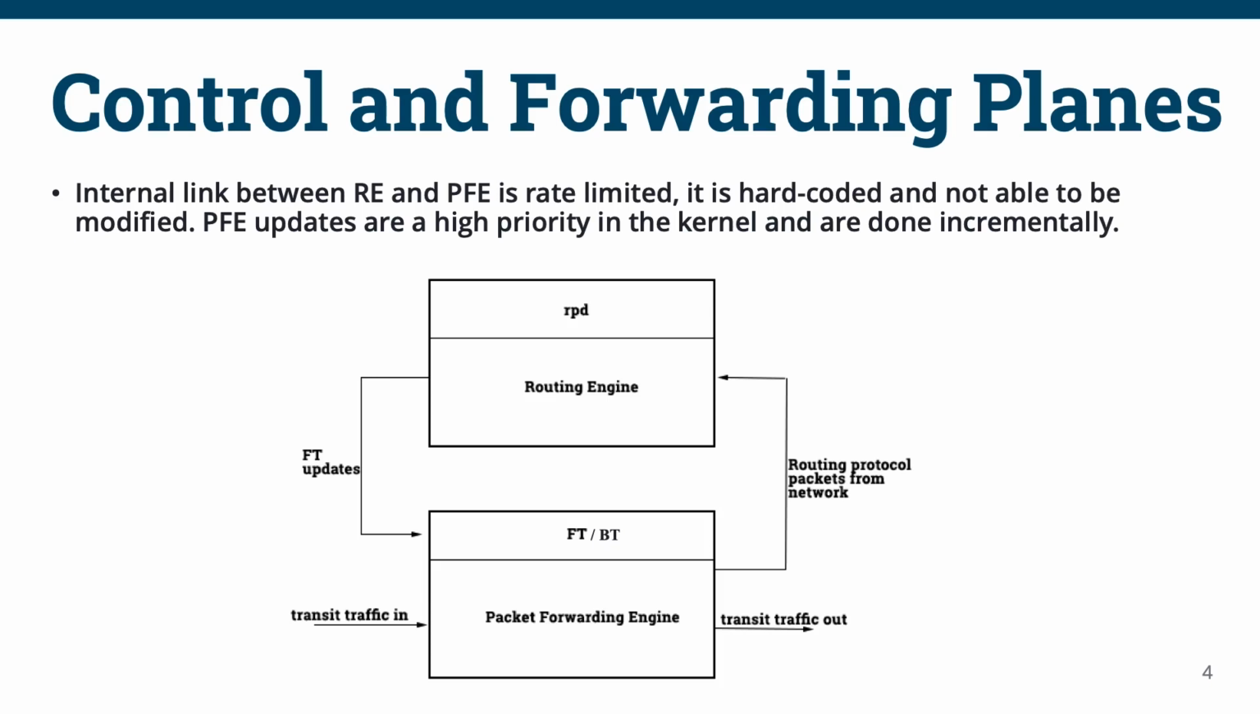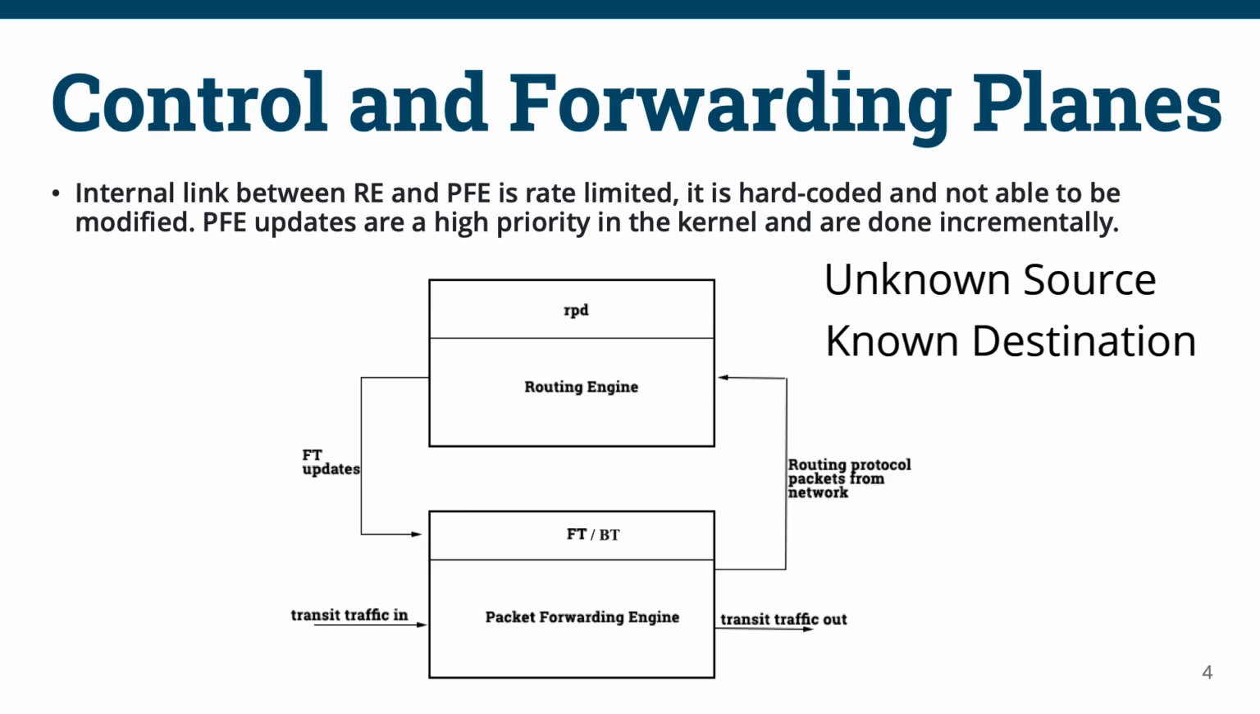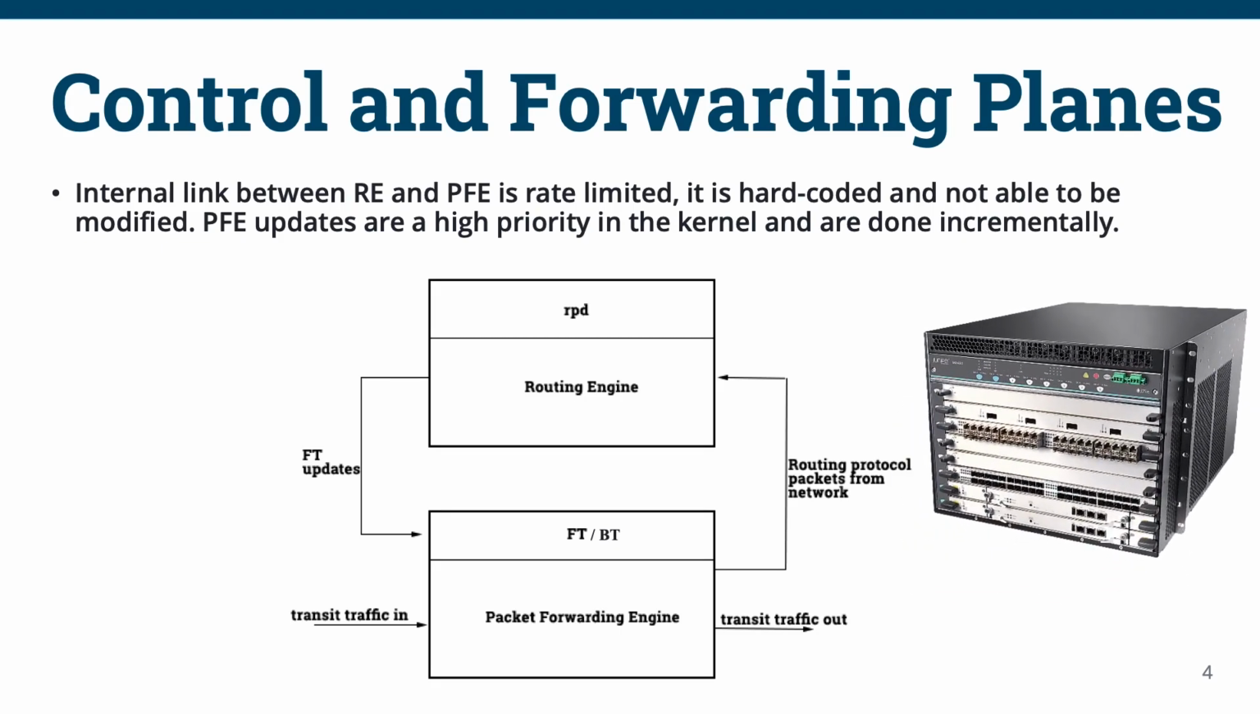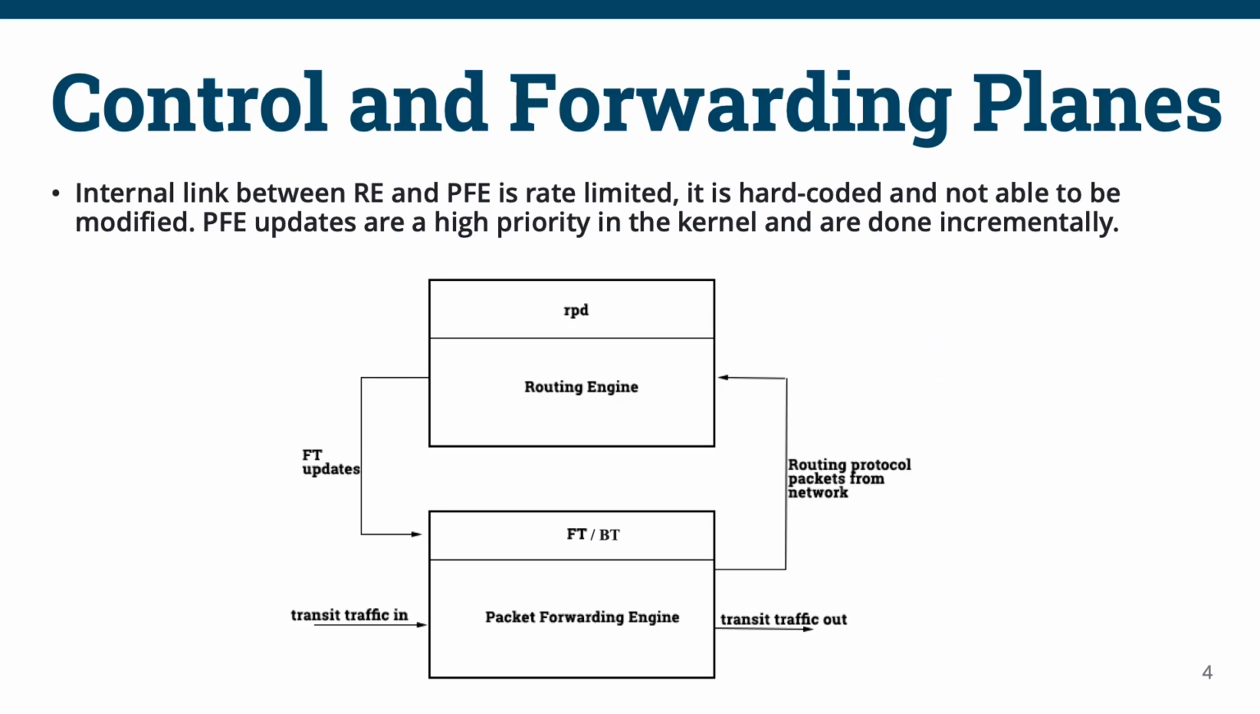So now that we've reviewed the RE and PFE relationship, it's time to expand on that by considering how the EX switch responds to the three types of traffic we identified a little earlier: unknown source, known destination, and unknown destination. Especially considering that we could potentially have a large modular chassis switch with many PFEs, as each PFE is represented by a line card and could potentially have multiple routing engines. First, let's take a look at unknown source.